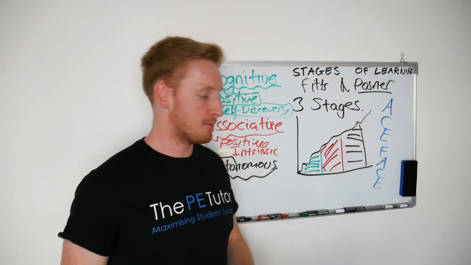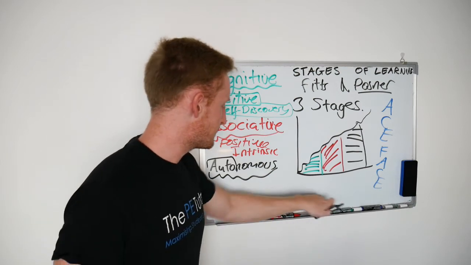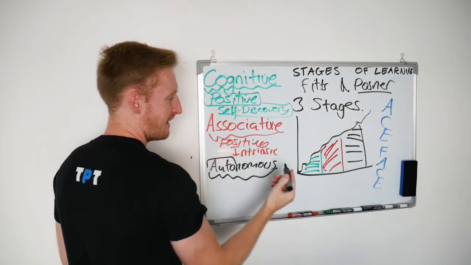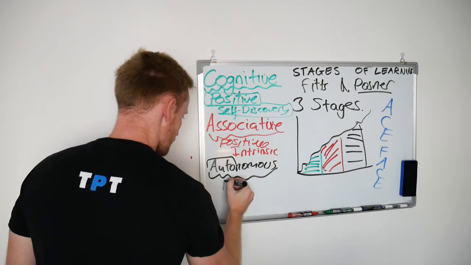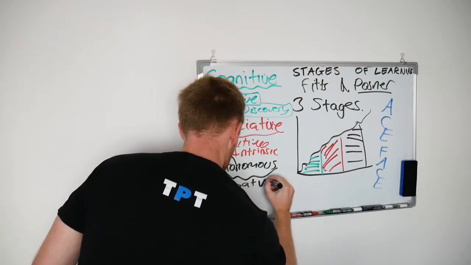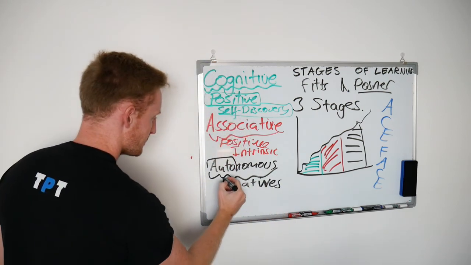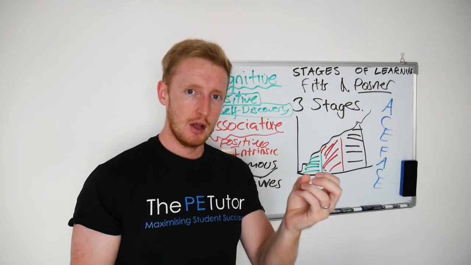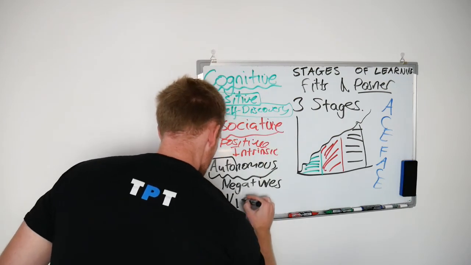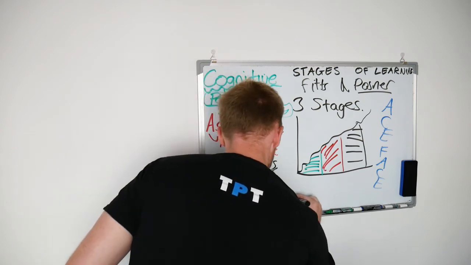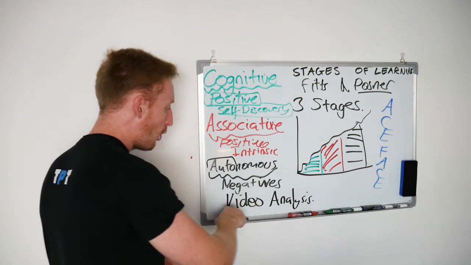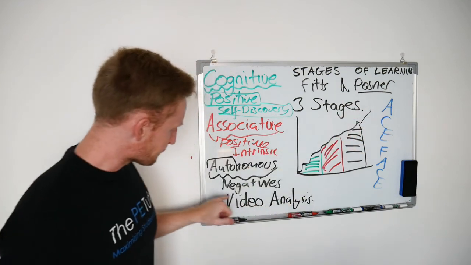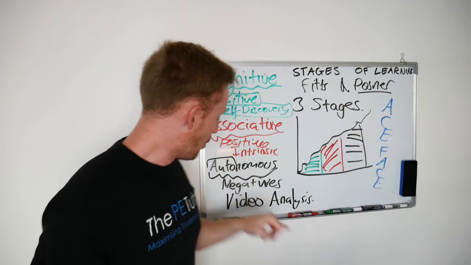Lastly, the autonomous phase. So these are our pros, these are our elites who, their learning curve probably isn't as steep anymore, they're just making small adjustments. And to make those small adjustments, we want to focus more on the negatives. Because we're looking for real small issues, minute details, we're going to need video analysis or some form of tech to slow it all down, to zoom in, to analyse the biomechanics, to really pick apart whatever they just did so that we can generate some negative feedback. What did they do wrong?